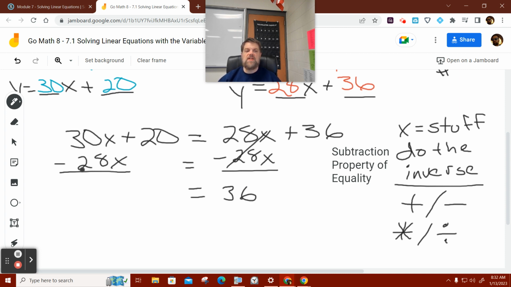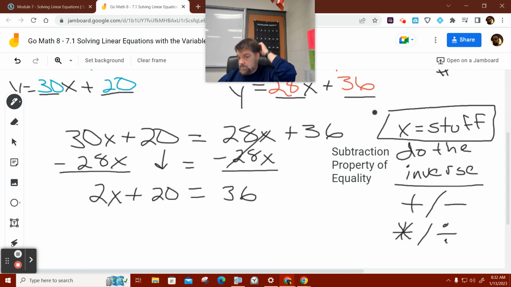Now what's 30 minus 28? 2, and then the x's don't go away. Now what about this plus 20? It just comes down. So we're getting there. Remember, my goal is to get x by itself and all the other stuff on the other side. Are we there yet? No. So I've got to move either the 2 or the 20.